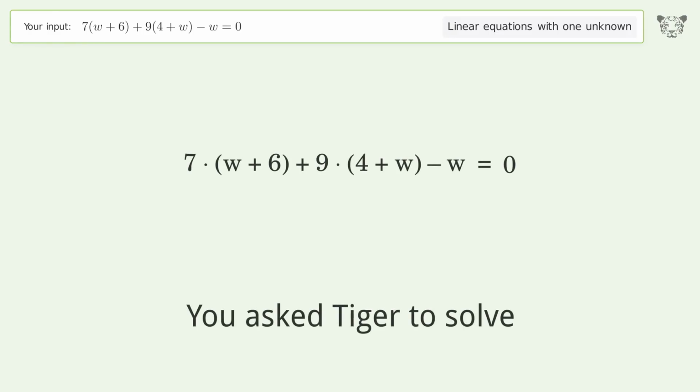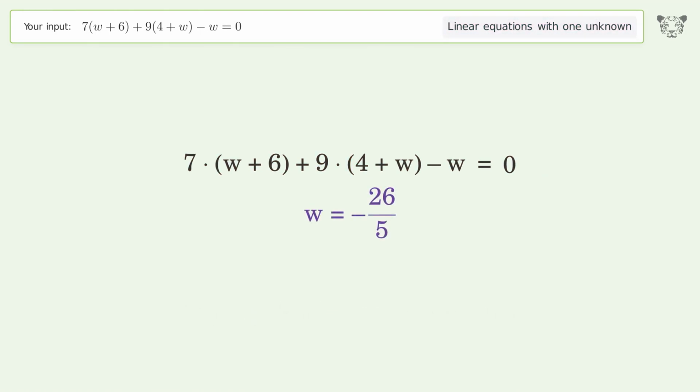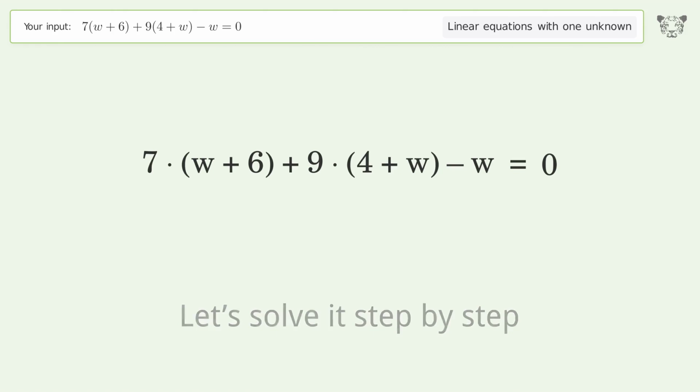You ask Tiger to solve. This deals with linear equations with one unknown. The final result is w equals -26/5. Let's solve it step by step.